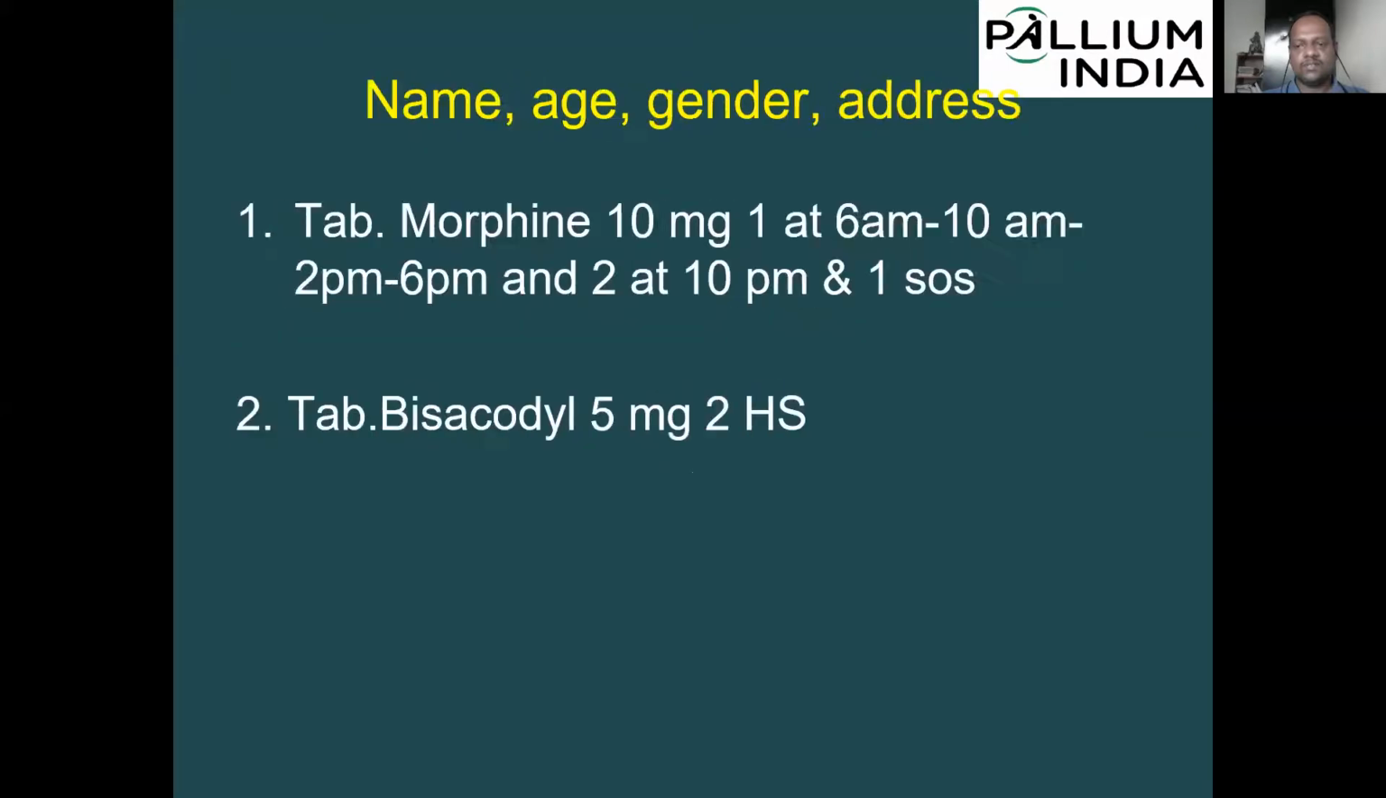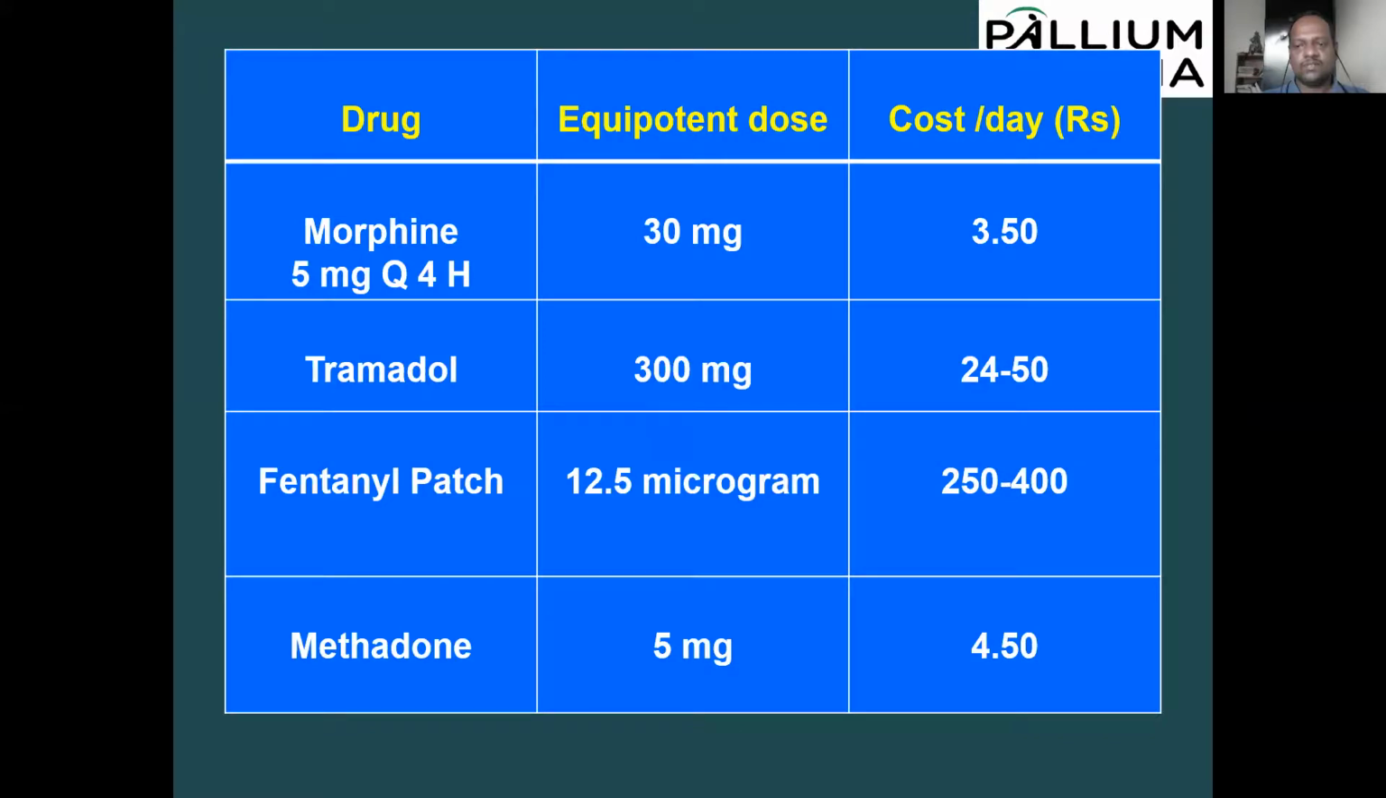So I will move on to the cost of opioids. You can see the cost. The morphine, if you use 5 milligram 4 hourly, it will cost only 3 rupees 50 paise. But if you use fentanyl to get the same pain relief, you have to use a 12.5 microgram patch, which will cost about 250 to 400 rupees. And for the same pain relief, you have to spend 24 rupees to 50 rupees per day. So this is the comparison. So pharmacoeconomics is also important in the use of opioids.